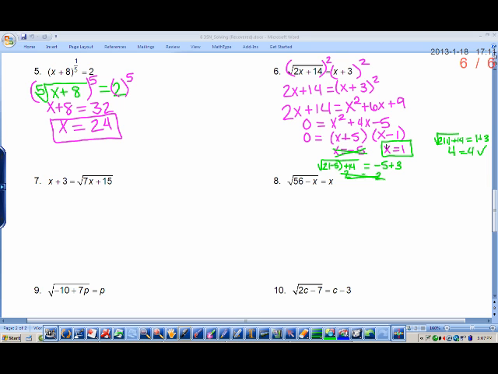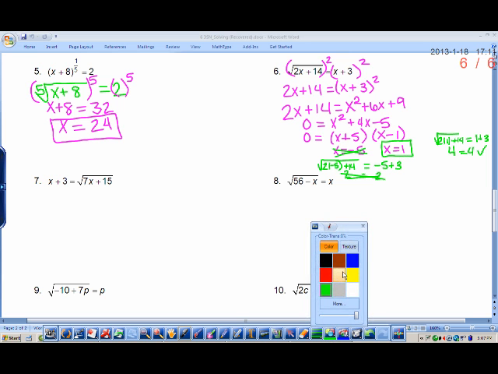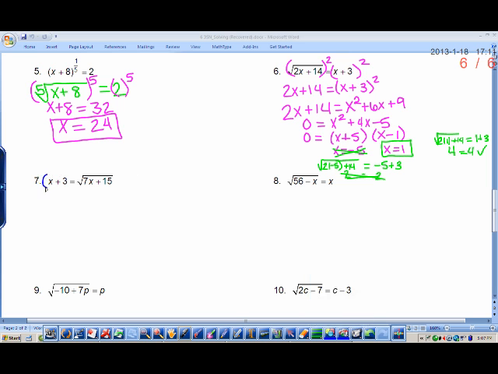Okay, let's try number 7. x plus 3 equals the square root of 7x plus 15. My square root is isolated, so I'm going to start by squaring both sides. And I just did x plus 3 squared. It's x squared plus 6x plus 9 equals 7x plus 15.